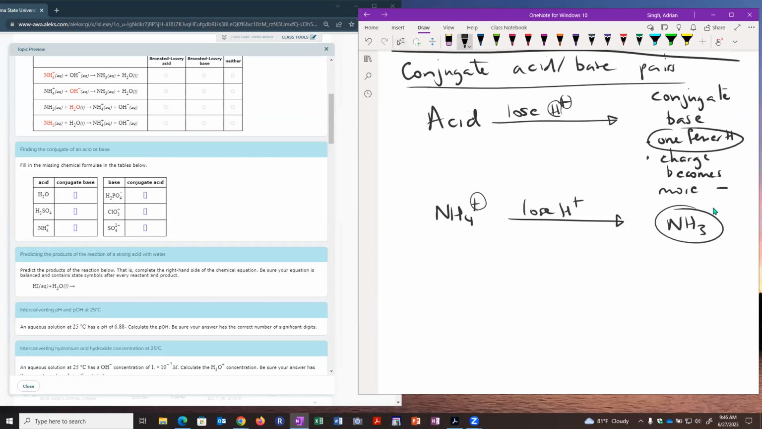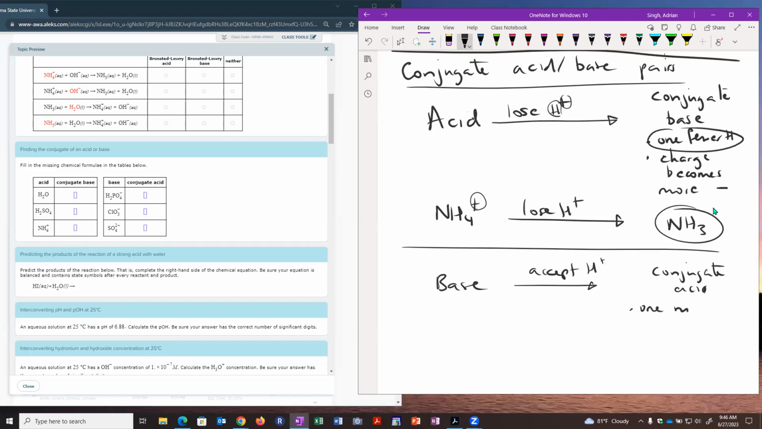And then the opposite would be true if something is acting as a base: it is going to accept an H plus. It becomes a conjugate acid, and the conjugate acid would have one more proton, or one more H, and the charge becomes more positive because we're adding not just an H, but an H plus on there. So for instance, if you look at this middle one here, the ClO3 minus, which is the chlorate ion, if this is acting as a base, it is going to accept an H plus. So we're going to stick that H here at the front.